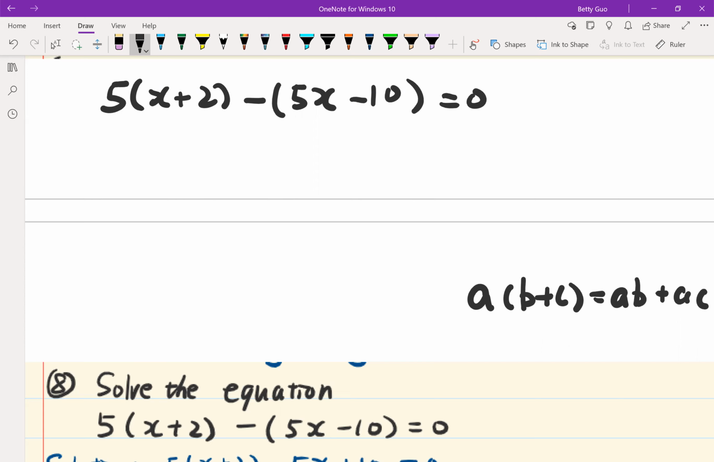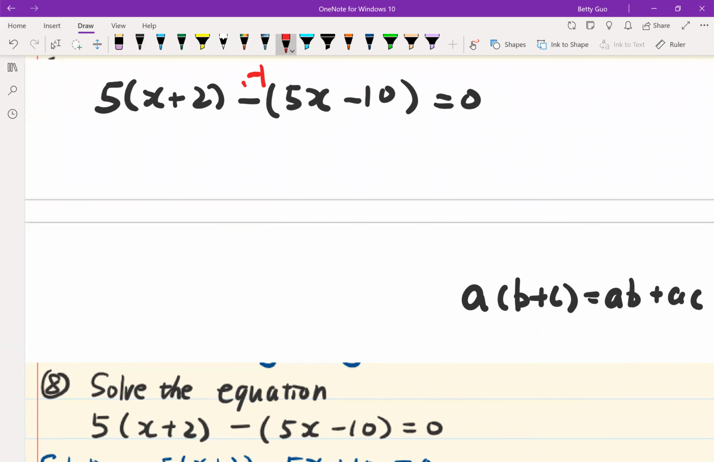How do you remove the parentheses when the coefficient is -1? This coefficient actually is -1 here, right? So -1 times 5x, -1 times -10. You change all the terms in the parentheses to their opposites. So let's see what you have. 5x plus 10 minus 5x plus 10.